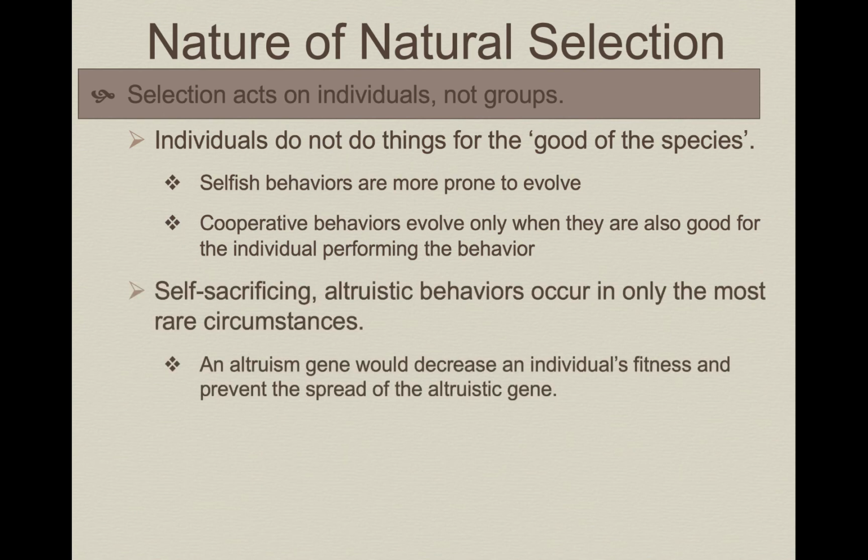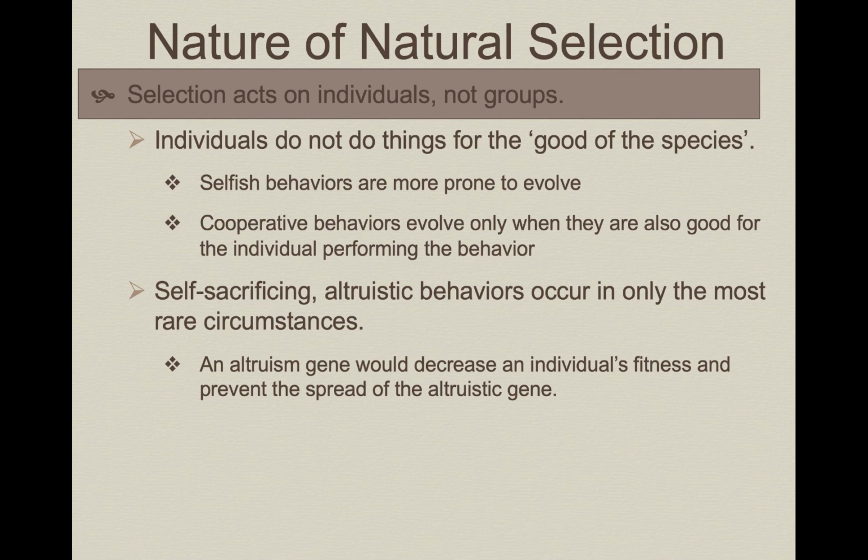Truly altruistic behaviors, self-sacrificing behaviors in which you lose some direct fitness potential to help others have greater survival and reproduction, really can only evolve in the most rare circumstances. We'll talk about when those circumstances do occur later in the semester, but at this point I just want you to understand why that's so rare.